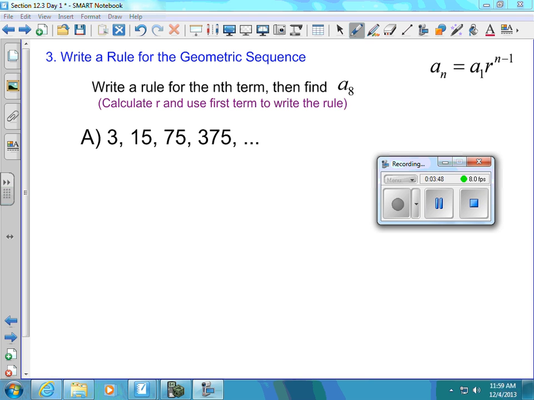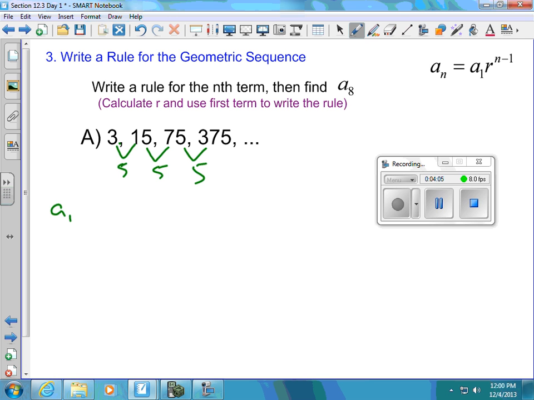I can clearly see that this is a difference of 12, then a difference of 60. It's not arithmetic. So I'm going to look and see if there's a common ratio. And it looks like if we multiply by 5 all the way across, we go from one value to the next. So A sub 1 is 3. That's our first value. Our R is 5. So we can plug into the equation and find the model. A sub n equals 3 times 5 to the n minus 1. There's no simplifying here. This is the nice part about this one. You just plug it in, that's your equation.